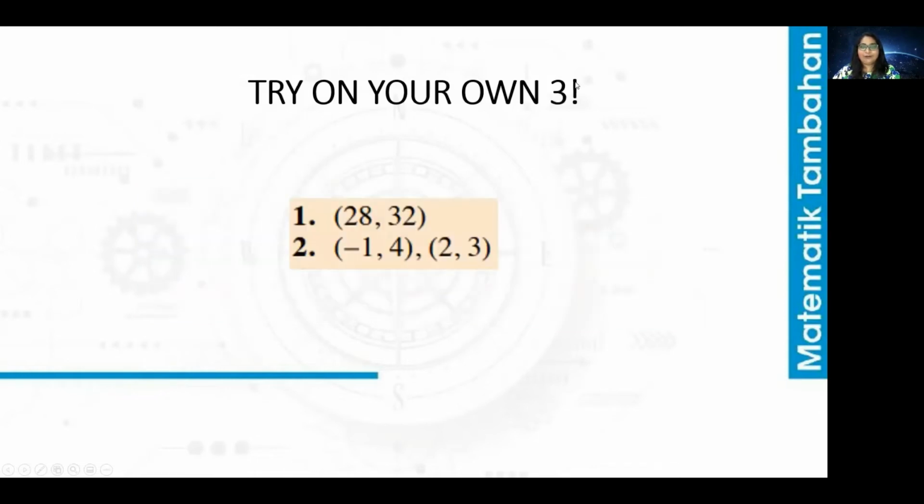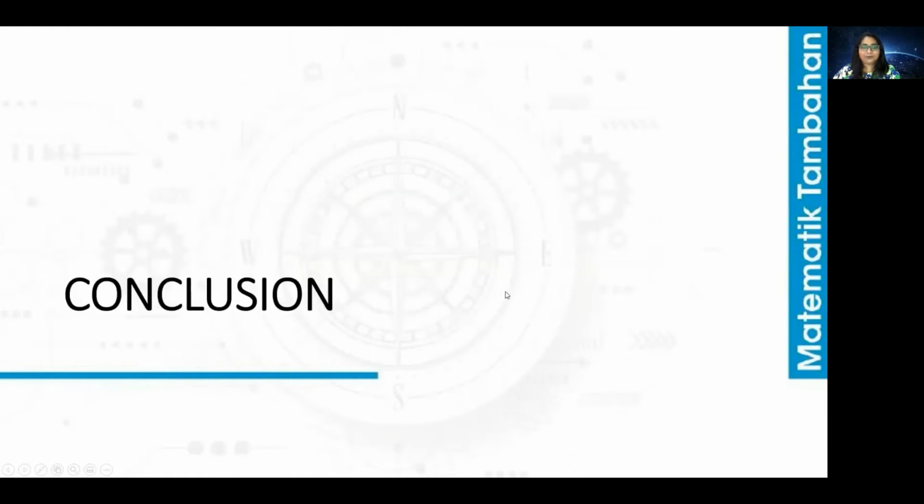Finally, you have Try On Your Own 3. 2 questions. Question 1, your coordinates are (28, 32). And for question 2, your coordinates are (-1, 4) and (2, 3).